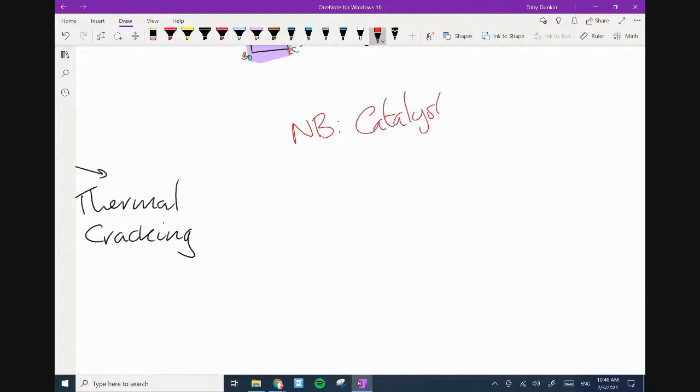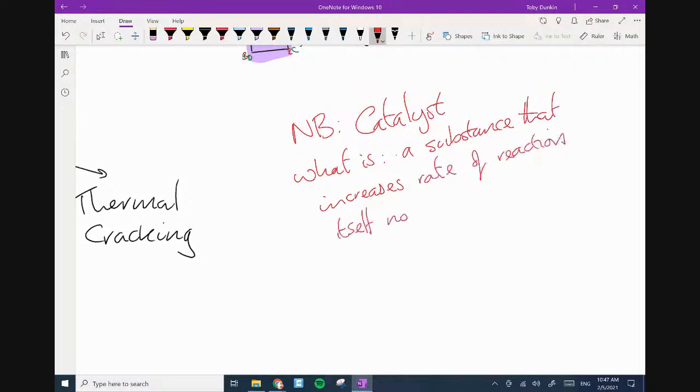It is a substance that increases the rate of reaction, but itself is not used up. Boom! Can you also say unchanged? Yeah, that'd be fine if you want to. Yeah, you can say that if you like.